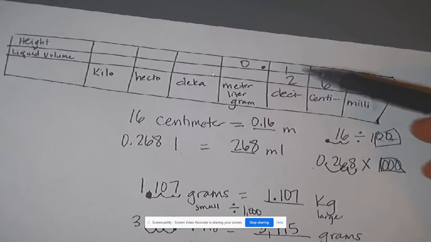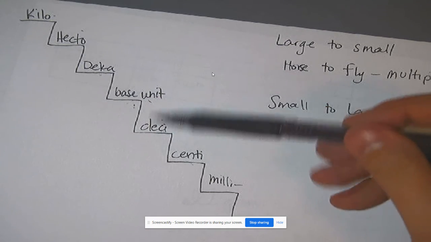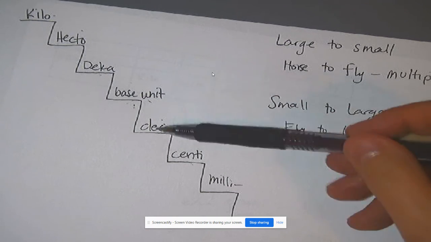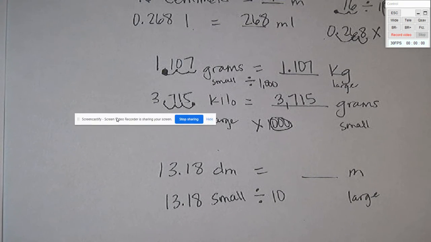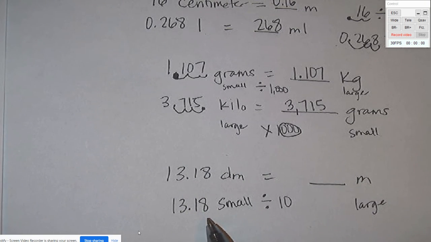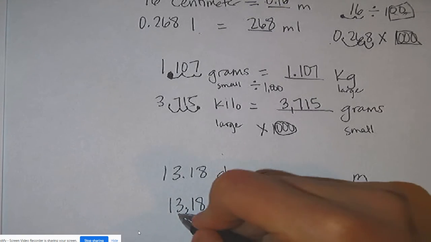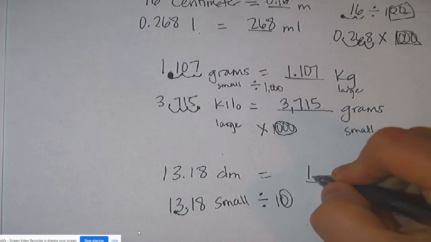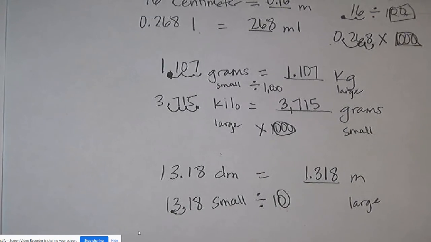So what are we dividing by? We can even look at our step. Here's decimeters to meters. What are we dividing by? We're going one step. We divide by 10. Good. Okay. So I do know that we're going to get smaller. So my decimal is going to go to the left. How many times? One time. So how many meters is it? 1.318 meters.